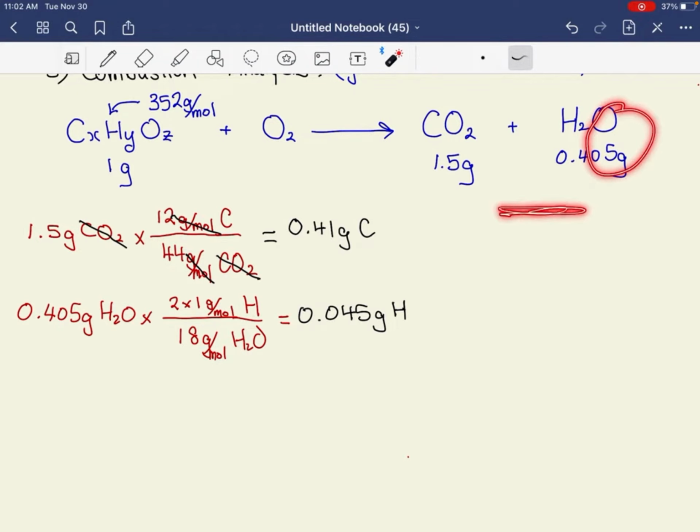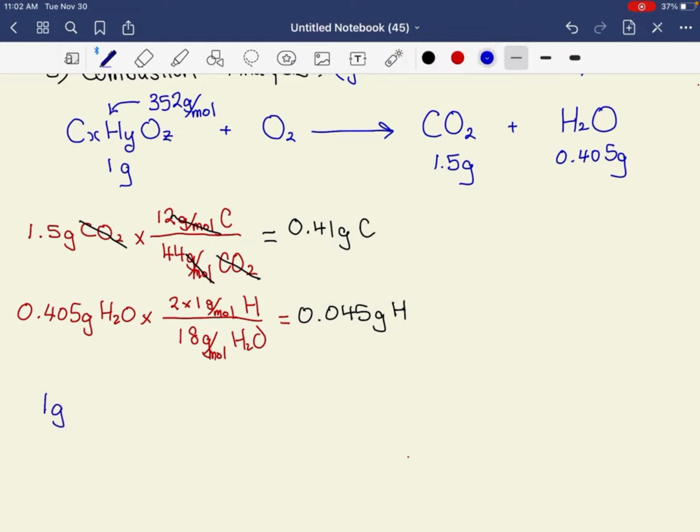We're not going to look at how much oxygen is in carbon dioxide plus how much oxygen is in water, because that will be a lot of work. So instead, let's save the work. We have 1 gram of fuel. We already know how much of that is carbon. We already know how much of that was hydrogen. Now, we should be able to find out how much of it belongs to oxygen. Or in other words, the rest of it belongs to oxygen.